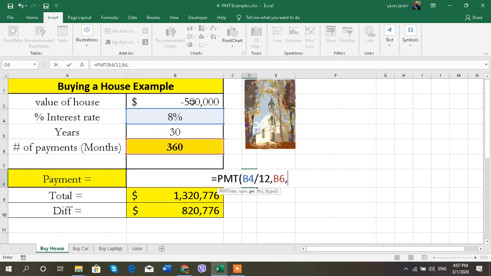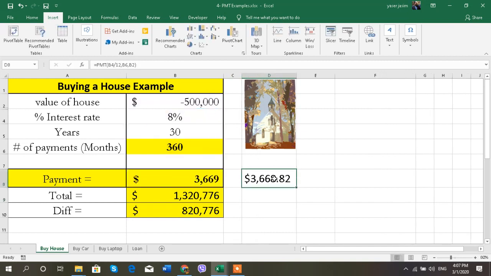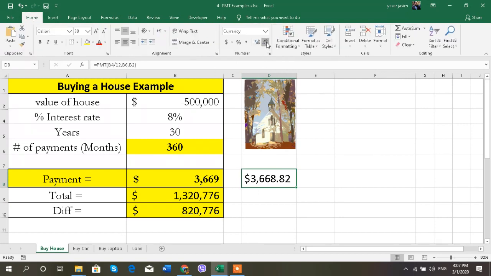Do I have the PV? Yes, I have the PV. Do I have a future value? Do I have a type? No. Just close the bracket and press enter. Now, as I can see, this is the amount that I need to pay every month to buy the house by a loan.